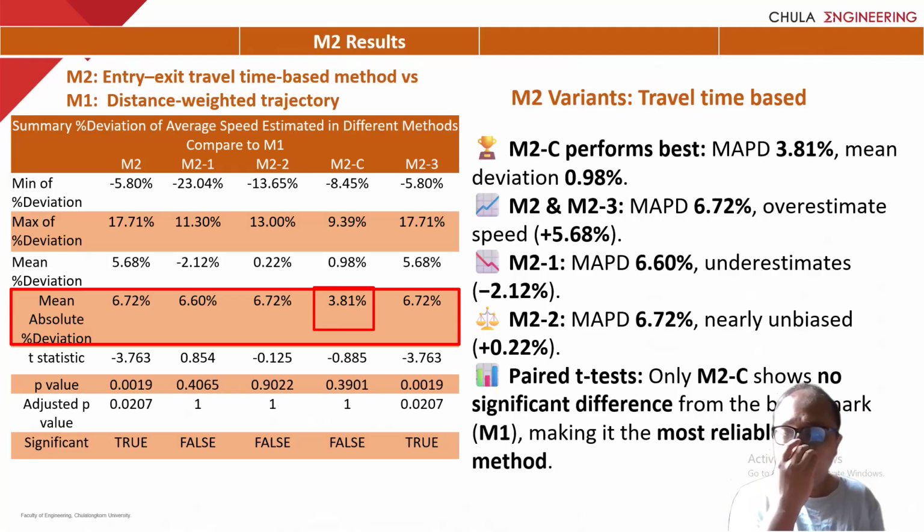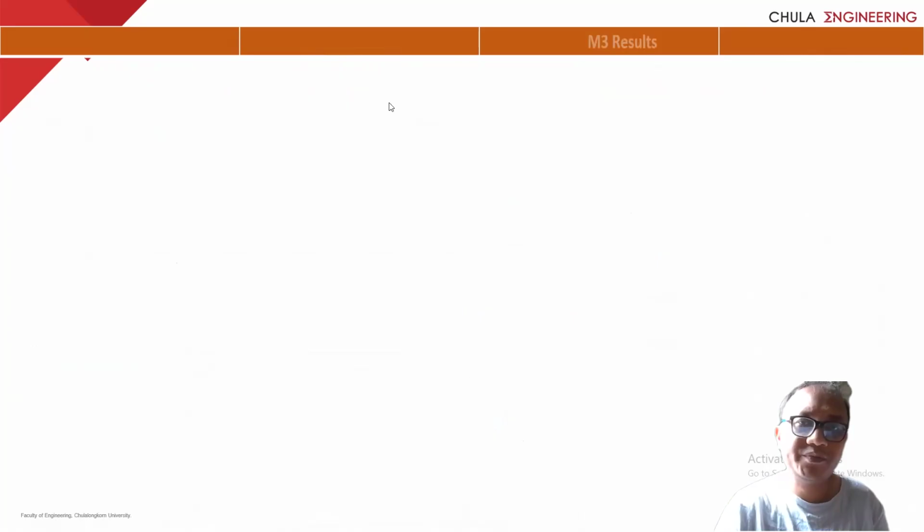If we look at the M2C, that is the combined weighted method of entry-exit travel time based variance, we can see that it has no statistically significant difference with the benchmark M1 method, and it is the most reliable among the other variants of the M2 method.